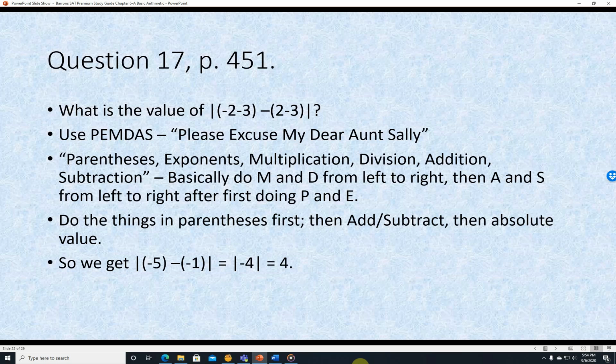All right. Question 17, page 451. What is the value of -2 minus 3? Okay, what is the absolute value of -2 minus 3 minus, in parentheses, 2 minus 3? Well, okay, you want to use PEMDAS, which is please excuse my dear Aunt Sally.